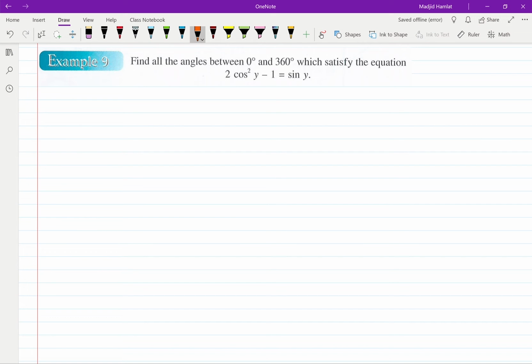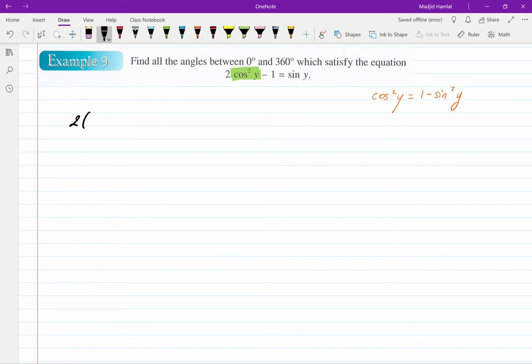Let's look at a second example. Find all the angles between 0 degrees and 360 degrees which satisfy the equation 2 cosine squared of y minus 1 equals sine of y. This time we have cosine squared of y. So we're going to use the trig identity with the cosine squared. If you remember, we can write cosine squared of y as 1 minus sine squared. This comes from the identity sine squared of y plus cosine squared of y equals 1.